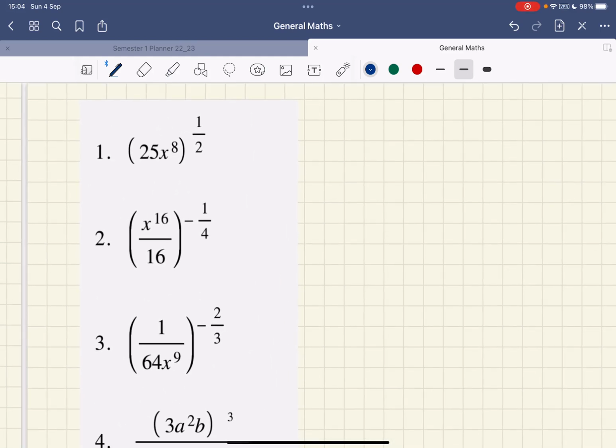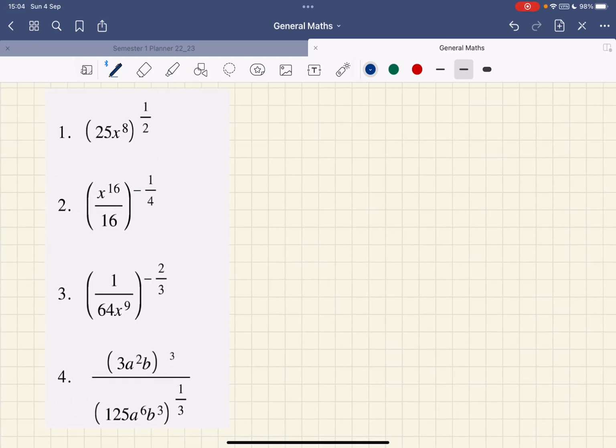So we're going to look at some indices here, some exponent form, and we're going to do these with fractions and brackets, and we've also got some numbers in. So whenever we see a bracket, everything in the bracket has got to be raised to the power of a half. So this one effectively is 25 to the power of a half and x^8 to the power of a half.